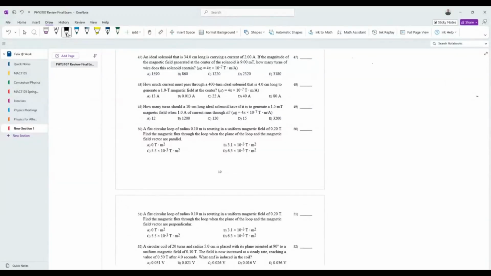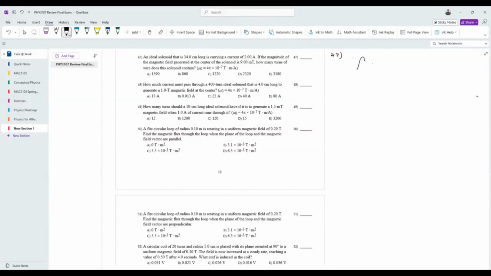This is exercise number 47. An ideal solenoid is 34 centimeters long and is carrying a current of 2 amperes. If the magnitude of the magnetic field generated at the center of the solenoid is 3 millitesla, how many turns of wire does this solenoid contain?